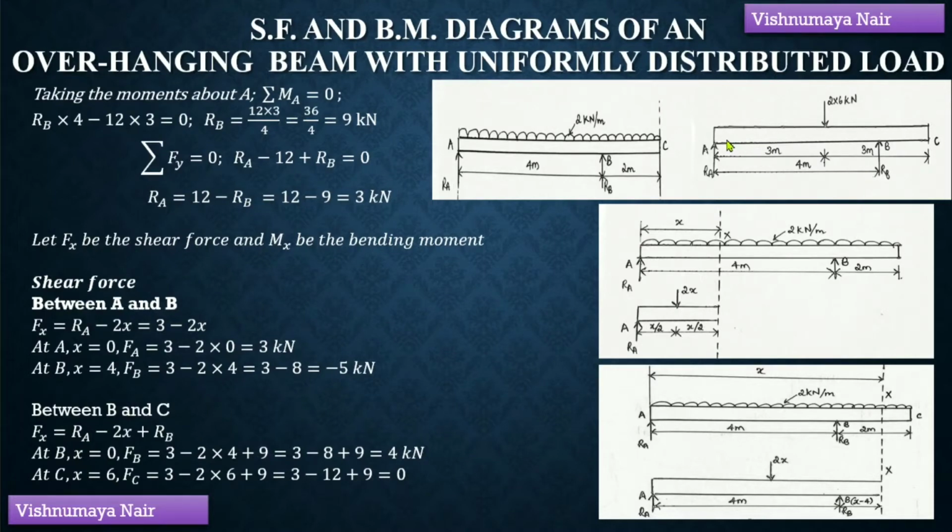Therefore, the moment at this section due to this RB will be positive while the moment at this section due to this point load will be negative, and the moment due to RB will be RB into the perpendicular distance, so RB into 4, and the moment at this section due to this point load will be this point load into perpendicular distance. So the perpendicular distance from this point load to this section is 3 meters. Therefore, the resultant moment at this section will be equal to RB into 4 minus 12 into 3, and it will be equal to 0 because the moments about A will be equal to 0.